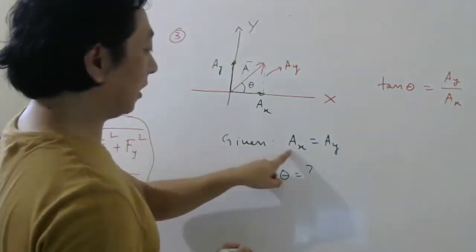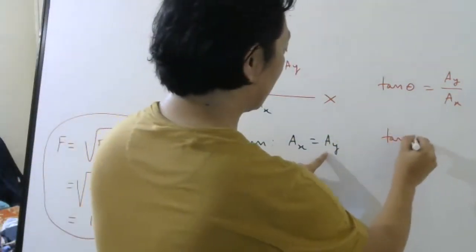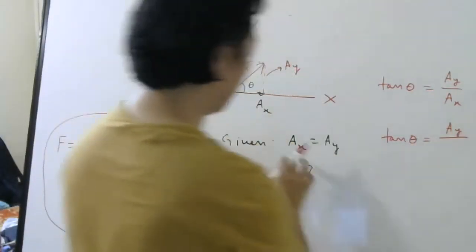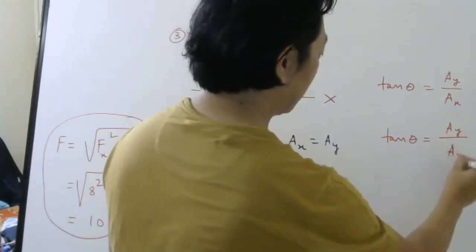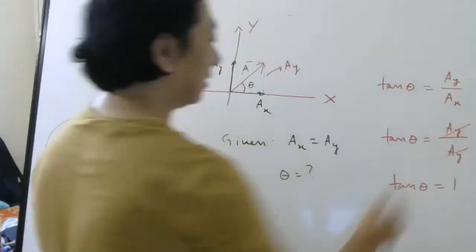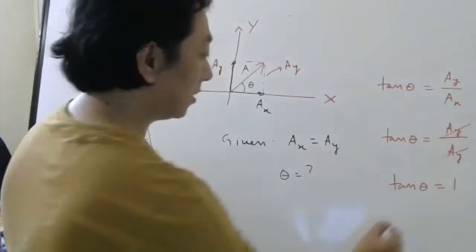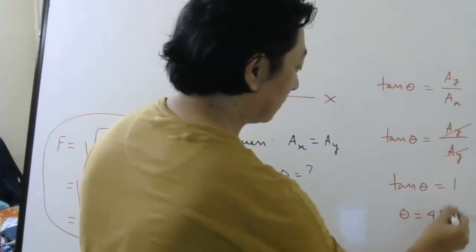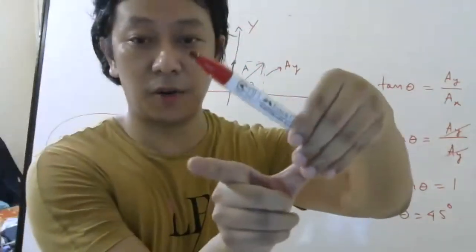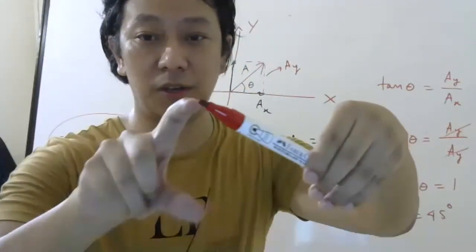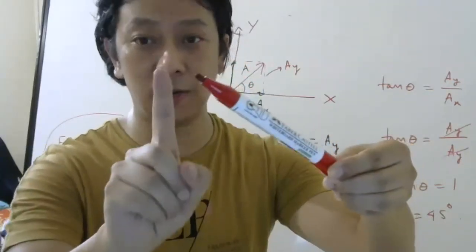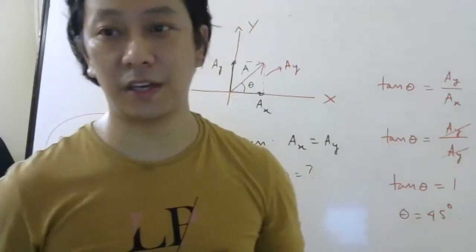In the question they told Ax is equal to Ay. So Ax is equal to Ay means wherever there is Ax, substitute Ay. So you will get tan theta equals to 1. These two will cancel because they are equal. So for which angle it is 1? 45 degree. Try to memorize this result. Whenever x component and y component are equal, this angle is always 45 degree.